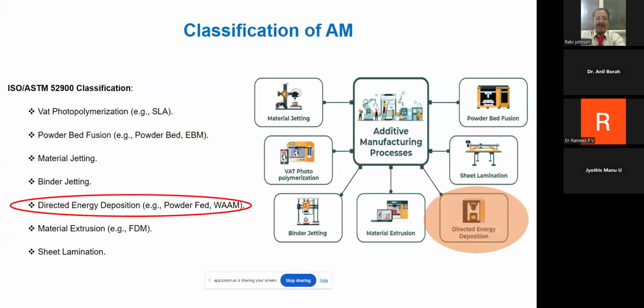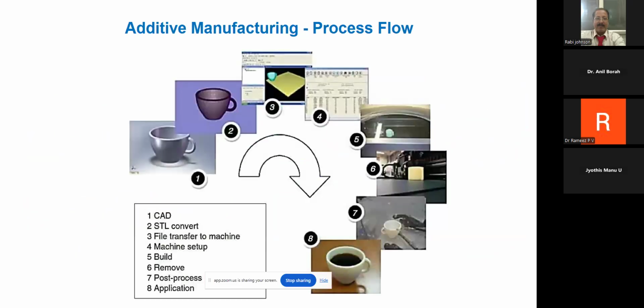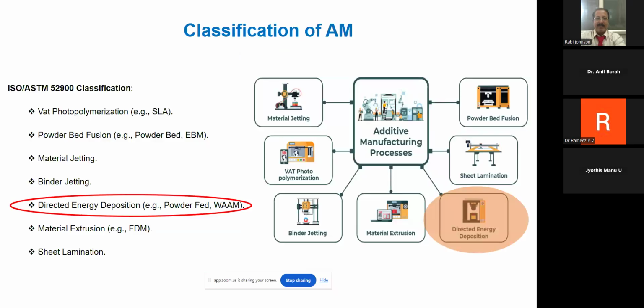Umanat sir, is my screen visible? Yeah. Now it is visible. Can you tell me where I have to start from, the classification? Yeah, you just exited for 1 minute. You can start from this slide only.